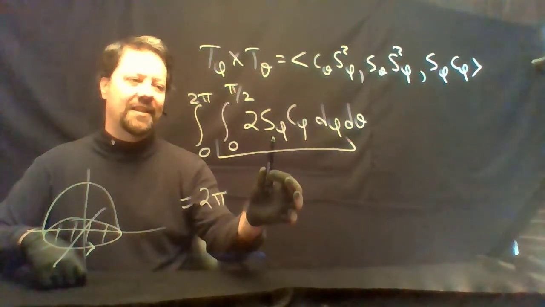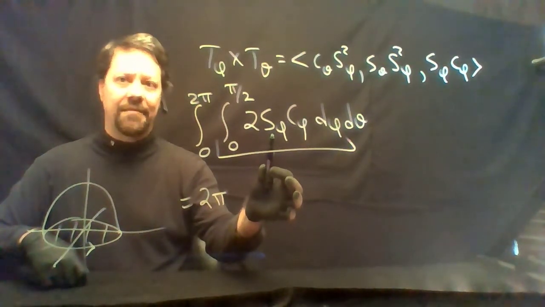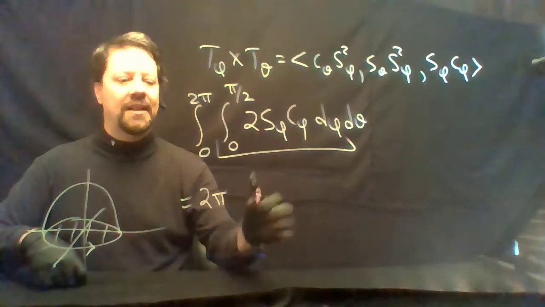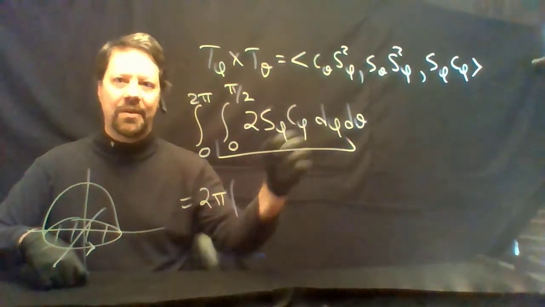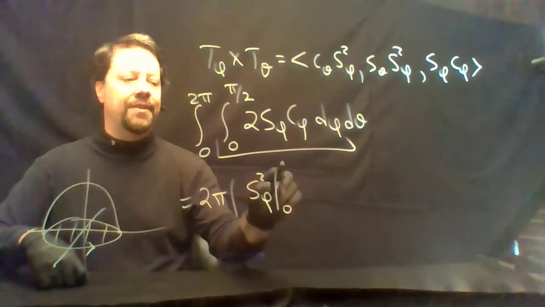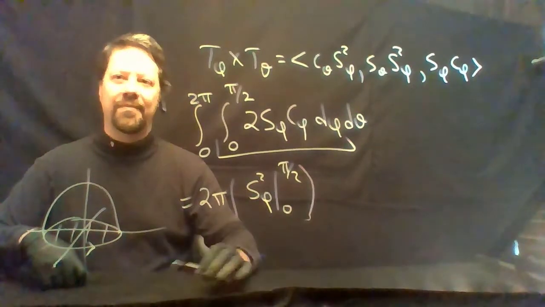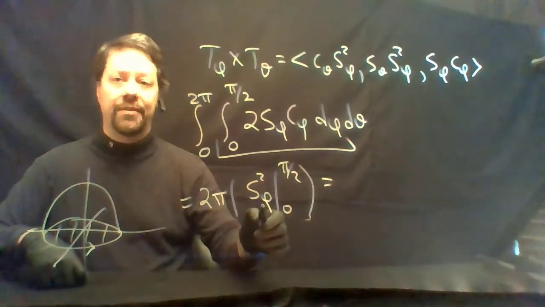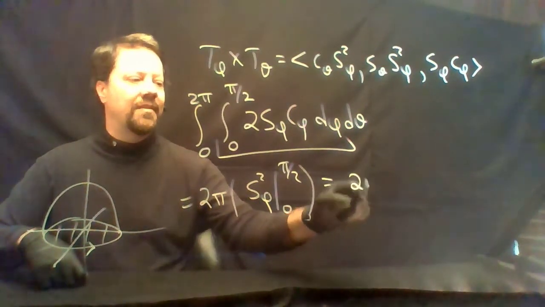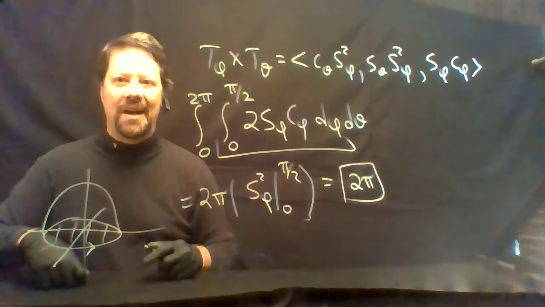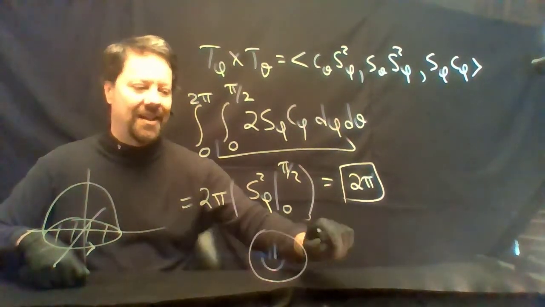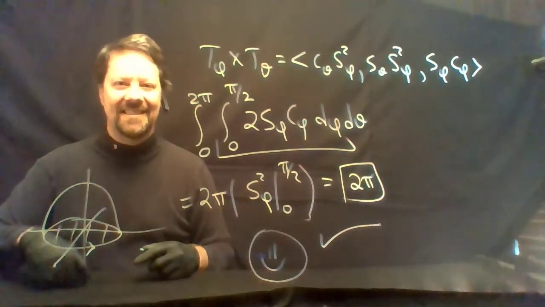An easy way to integrate this is to set u equal to sine phi, then du will be cosine phi d phi. We'll end up with 2u squared over 2, that's just u squared, sine squared phi, evaluated from 0 to pi over 2. The sine of pi over 2 is 1, the sine of 0 is 0. The answer is 2 pi. This makes us very happy because that checks with what we found on the other side.